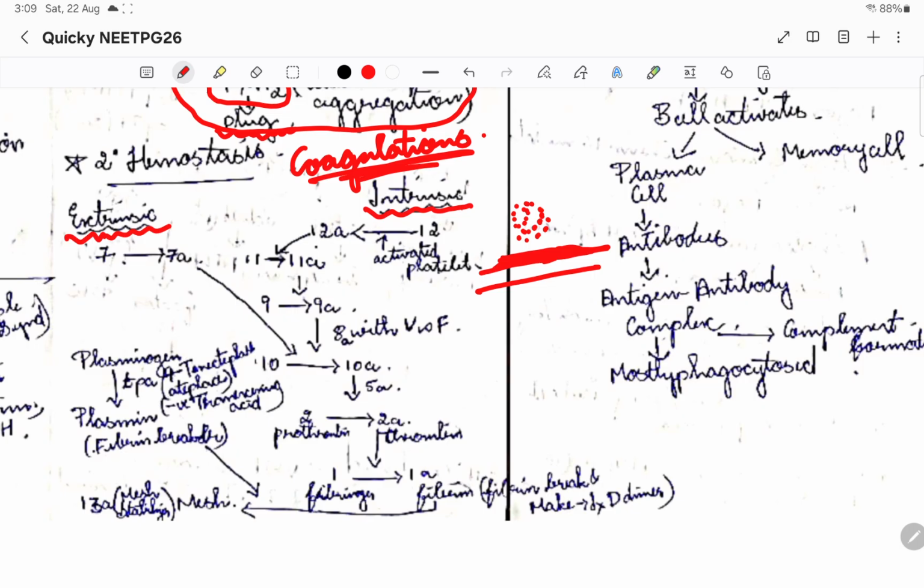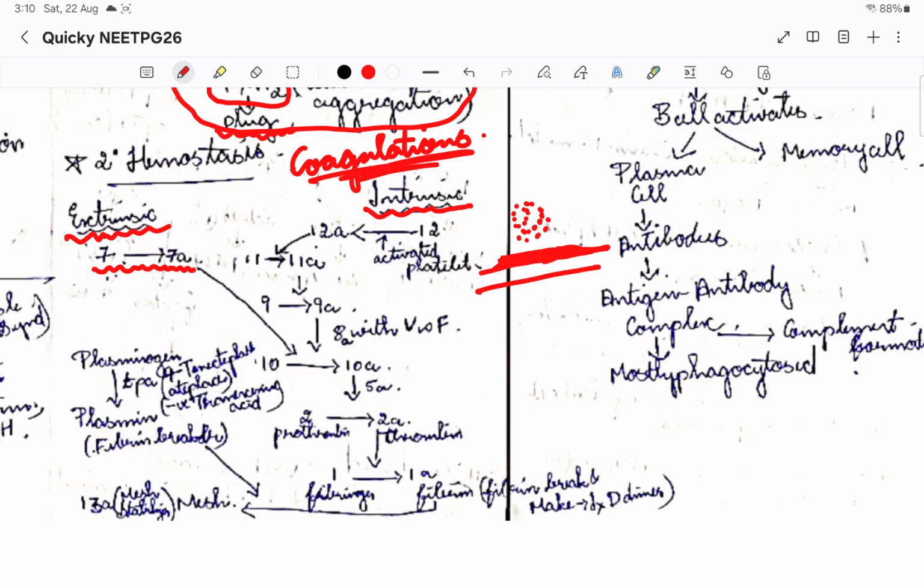Okay, so in the extrinsic pathway, there are 13 factors. Remember there are 13 factors. Remember this: 7 to 7A conversion is the extrinsic pathway, whereas all the other cascade is the intrinsic pathway. So in the extrinsic pathway, the 7th factor is converted to 7A, which then converts 10 to 10A. In the same way, let us see the intrinsic pathway so that we can come to the common pathway and then continue.